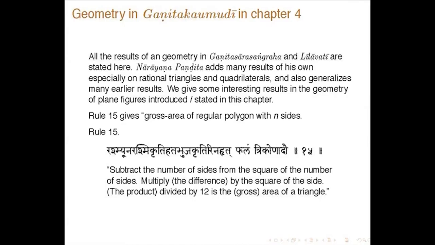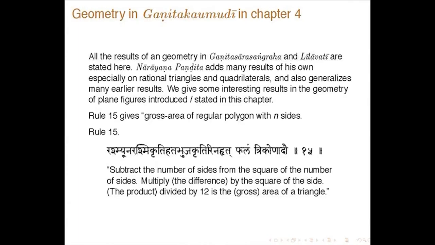So, in geometry, in Ganitakaumudi in chapter 4, all the results of geometry in Ganita Swara Sangraha and Leelavati are stated here, and he adds many results of his own, especially rational triangles and quadrilaterals, and also generalizes many results. You might have noticed this, he always tries to generalize the results given in earlier works. So, we give some interesting results in geometry of plane figures.